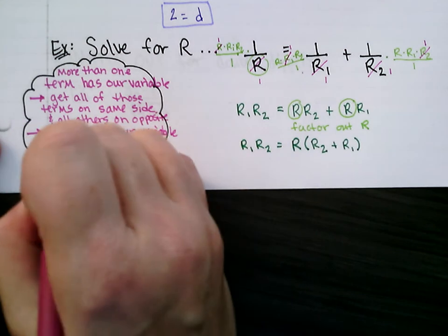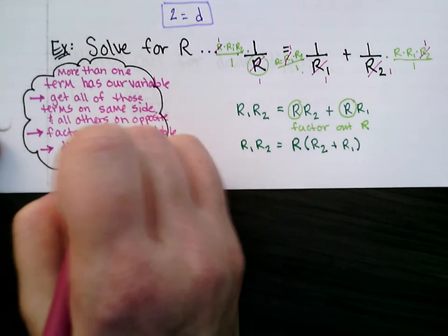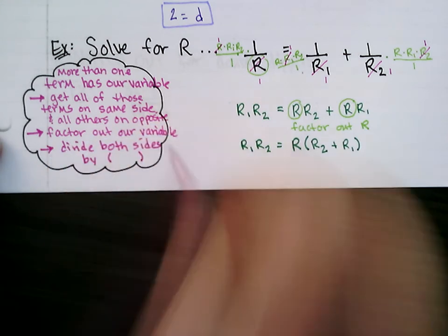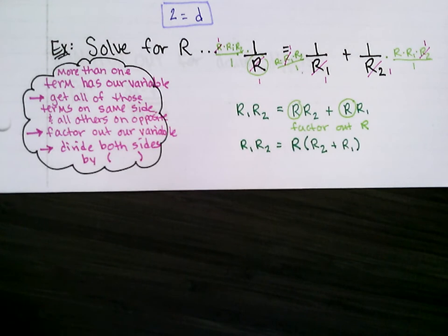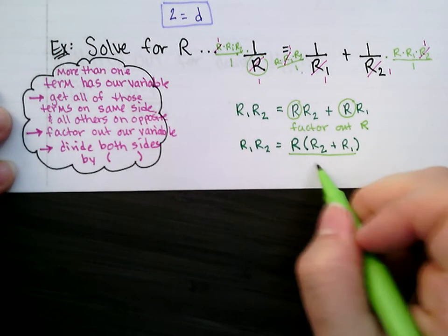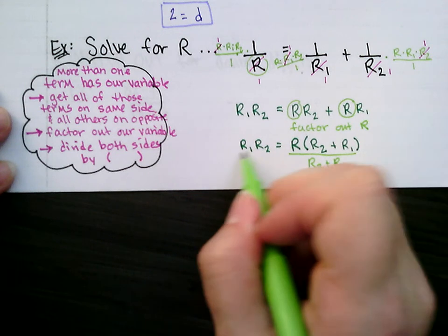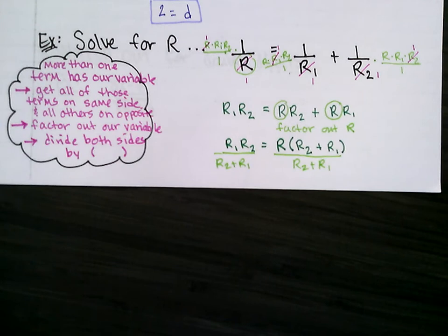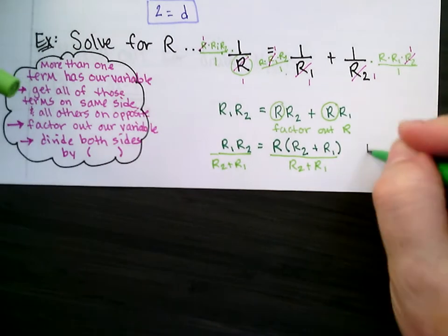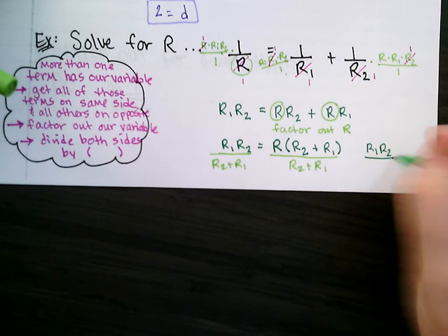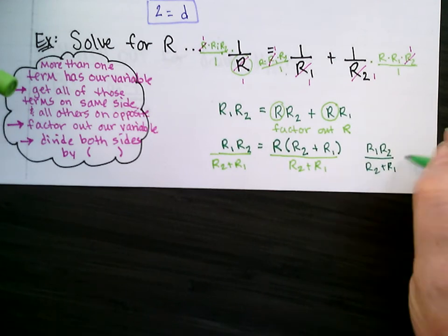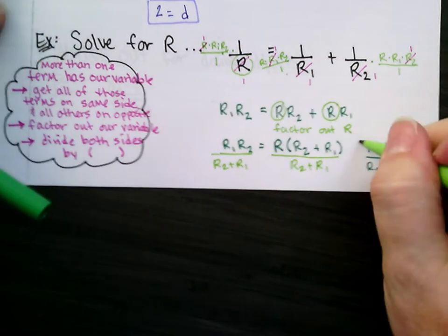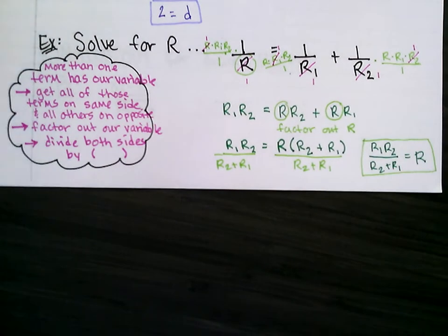And then we're just going to divide both sides by the parenthesis that we left. So then we'll divide both sides by R2 plus R1. And we get R1, R2 over R2 plus R1 equals R.